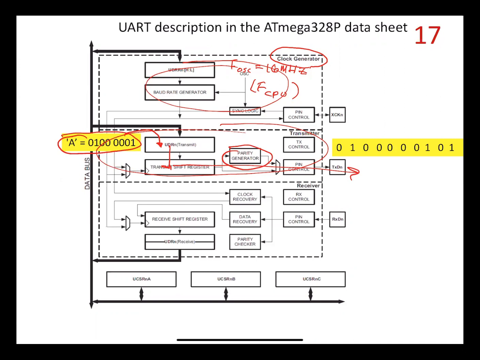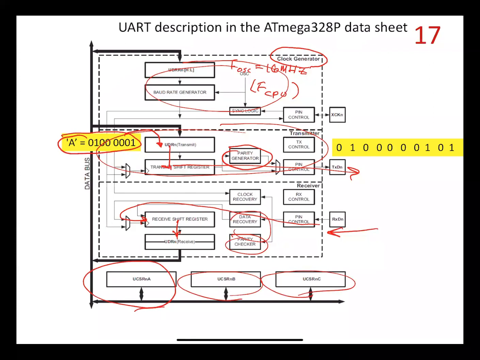On the receiving side, we have a serial stream of data coming in. We have various things for parity checking and data recovery. We'll ignore that. Basically, that data goes into a receive shift register, and then it gets clocked back into another register called the UART data register where it gets received. And just notice that there's something called UCSRnA. That's the UART control and status register, n for UART zero. And then we also have register B and register C. Those are used for configuring the protocol.